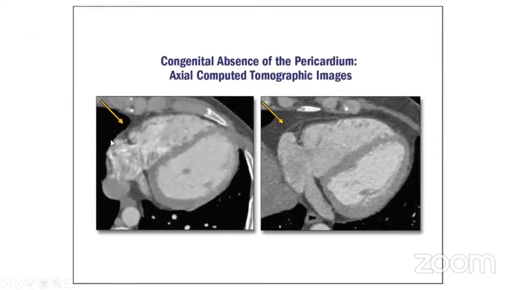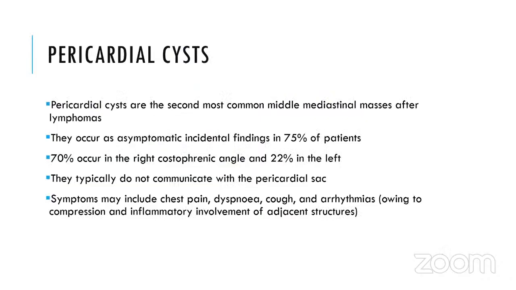Here is a CT scan. As you can see, this is a patient with congenital absence as compared to the normal patient. In the patient with congenital absence of the pericardium, you can see there is interposition of lung tissue where the pericardium should be. So this is usually, as I said, an incidental finding.